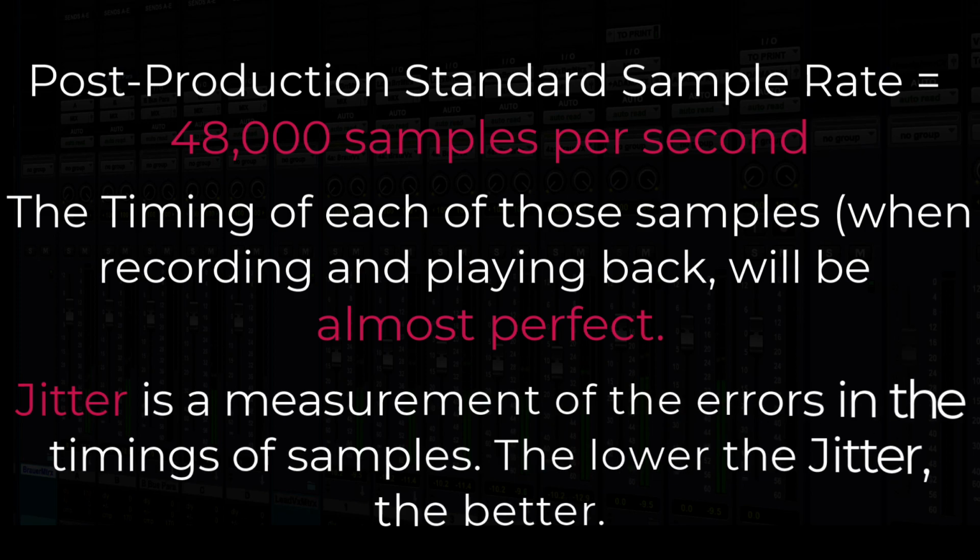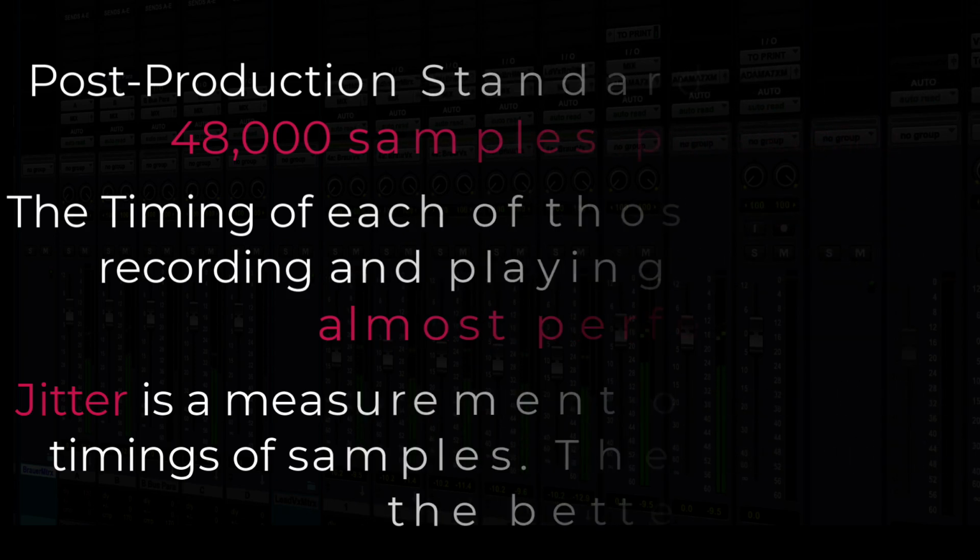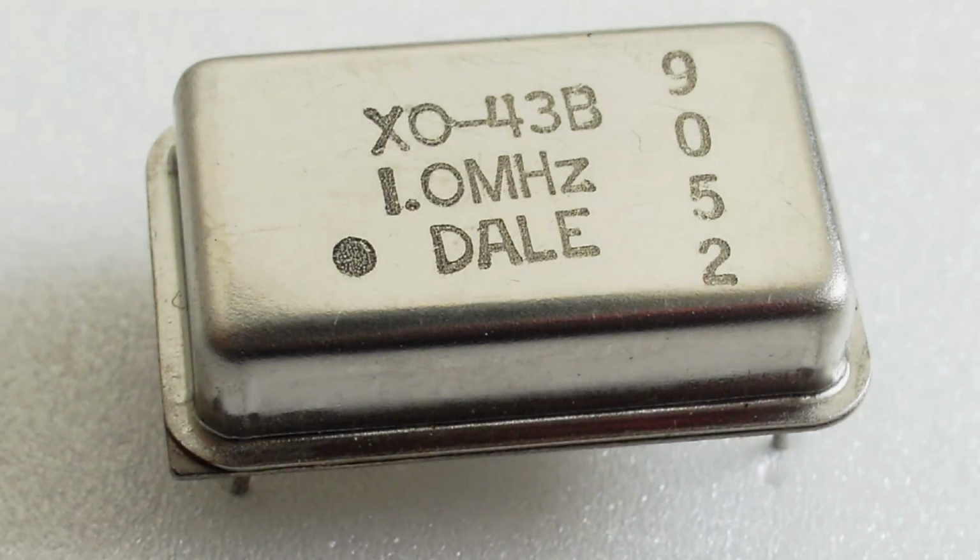Jitter is a measurement of the deviation in regularity of timing. So you want the lowest jitter possible. You get that by having a high quality, very stable crystal clock within your interface. And that's what Dave said. He looks for clock quality.